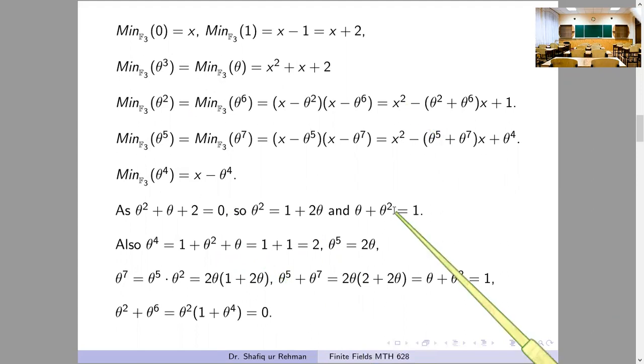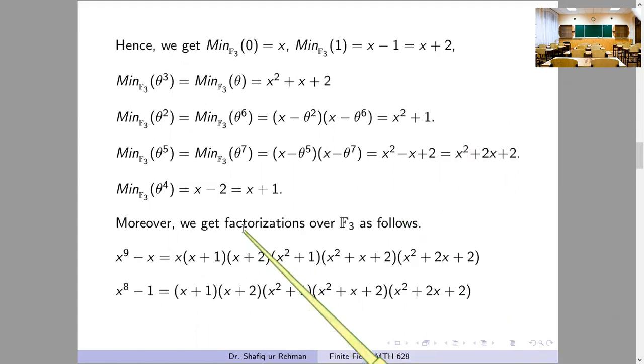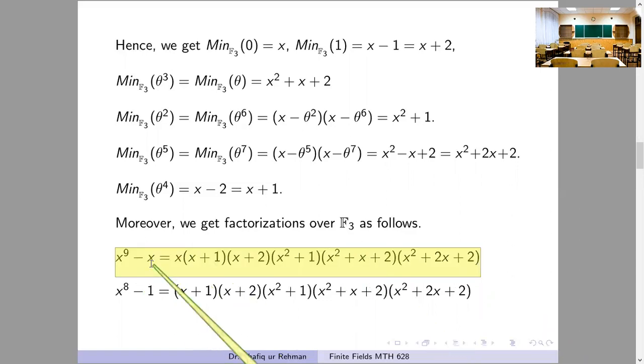And further notice that by using these minimal polynomials, if we multiply all these polynomials, we get the factorization of this polynomial, because this polynomial has a total of 9 roots that are the elements of F9, and if we multiply their minimal polynomials we get this.